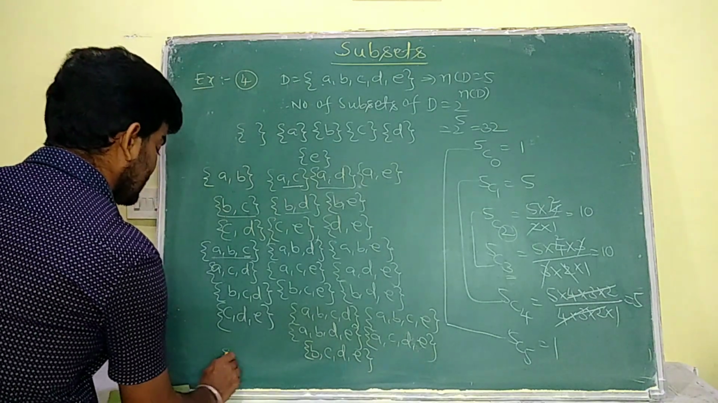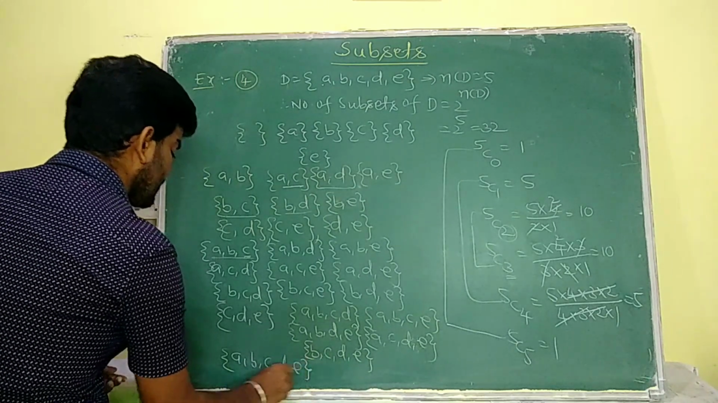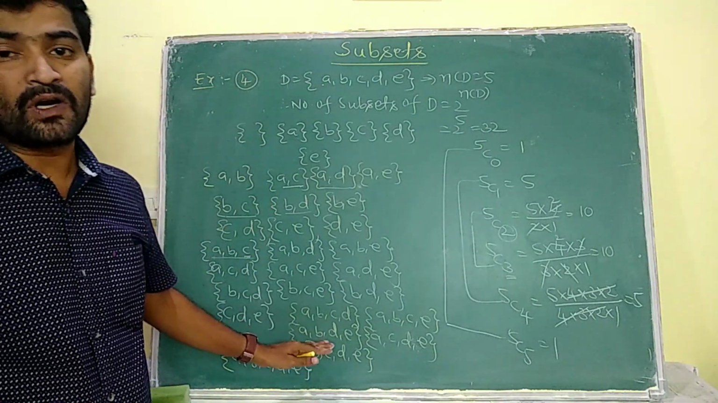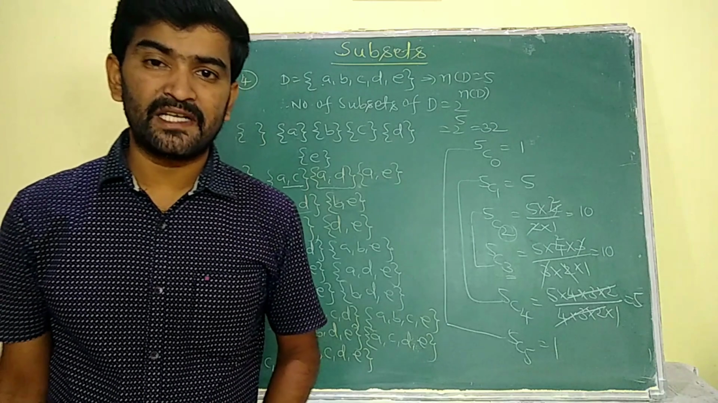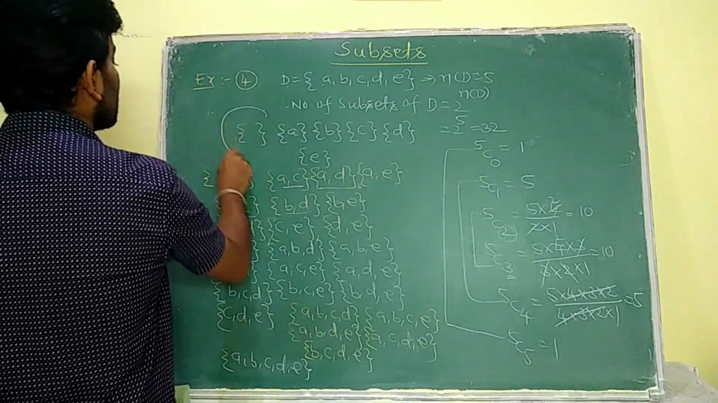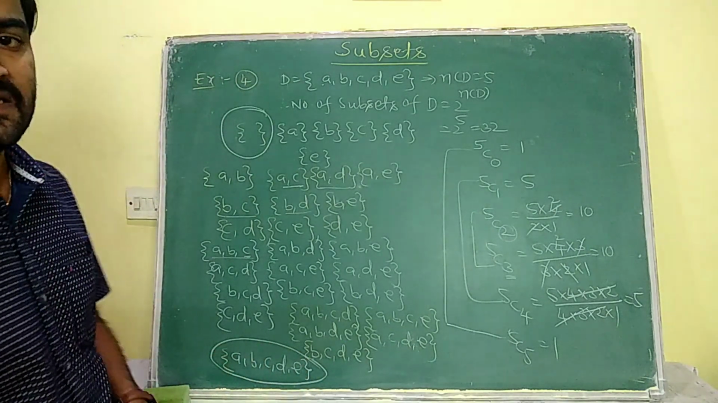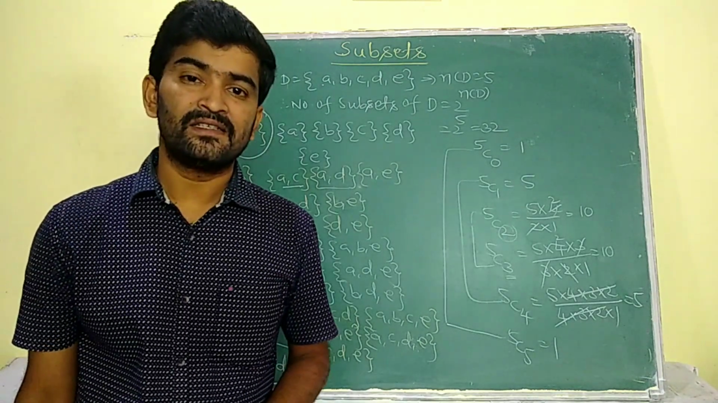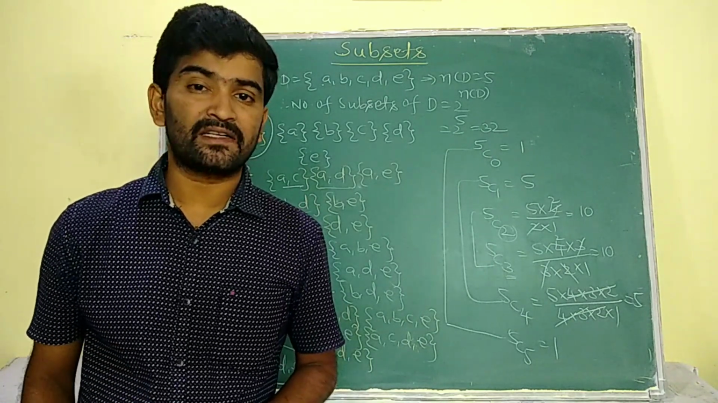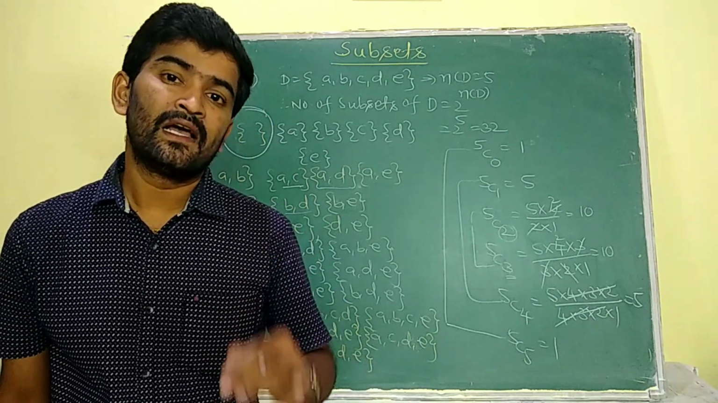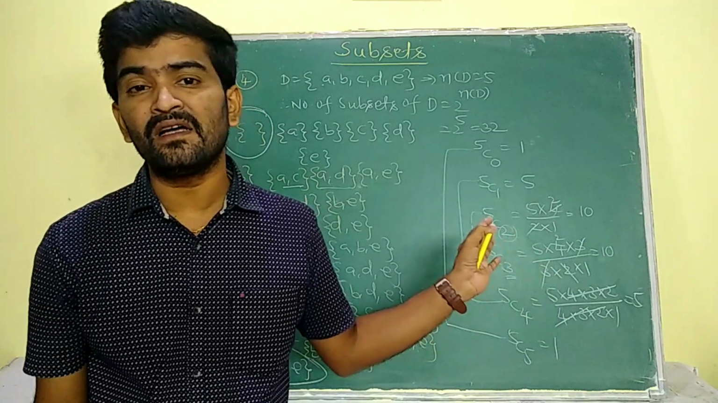Now 5 elements, the set itself, that is A, B, C, D, E. So these are the 32 subsets of the set. By observing all these subsets, we will notice that empty set is a subset for all the sets and the set itself is also a subset for the set. Like factors. In factors what we discussed, one is a factor for all the numbers and the number itself is a factor. Similarly here in sets, empty set is a subset for all the sets, and also the set itself is a subset for the set.